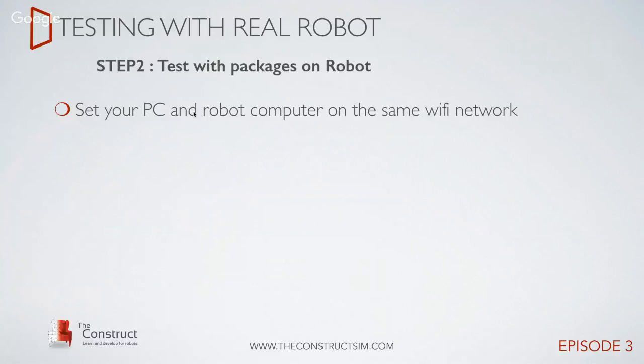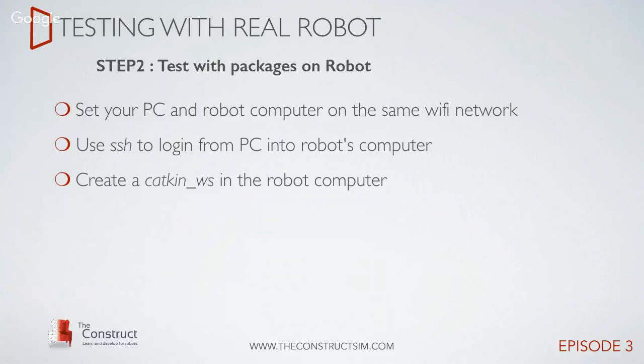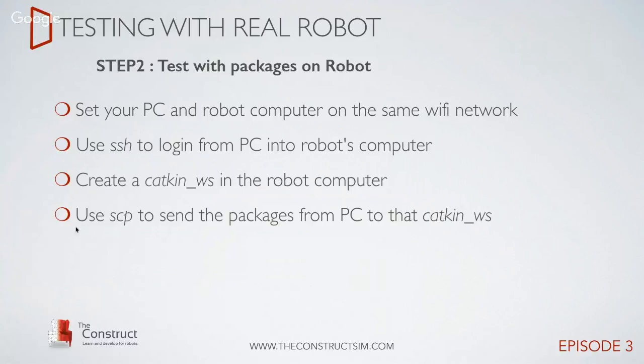This is unavoidable, because we need a shell to control everything. So you set the PC and the robot on the same Wi-Fi network. Then you use SSH to log in from the PC into the robot's computer. So now you are inside the robot's computer. Everything that you run there is going to be run on the robot's computer, even if you are using the PC, of course. So you create a Catkin workspace in the robot computer, and then you transfer all the packages from your PC to that Catkin workspace inside the robot.